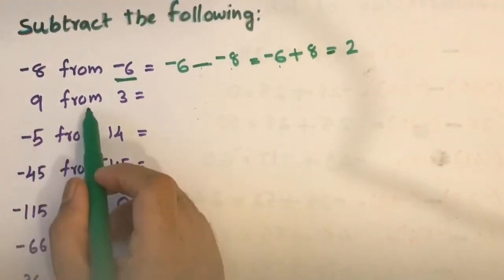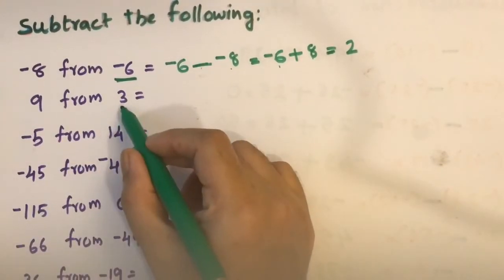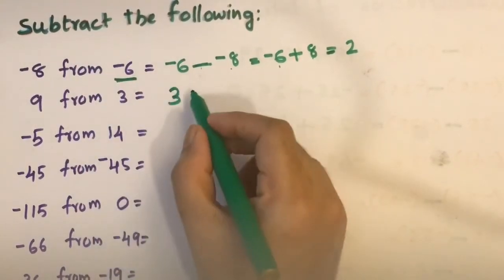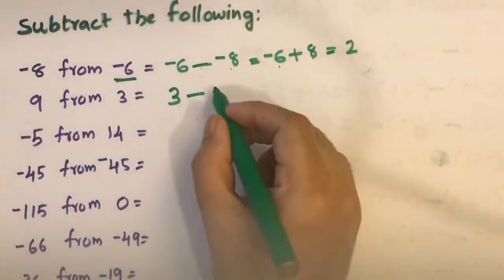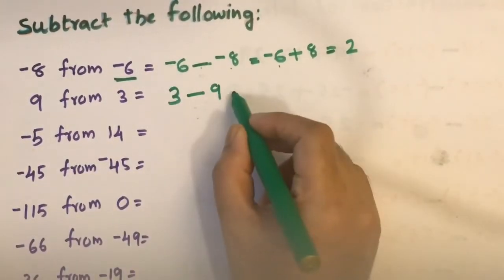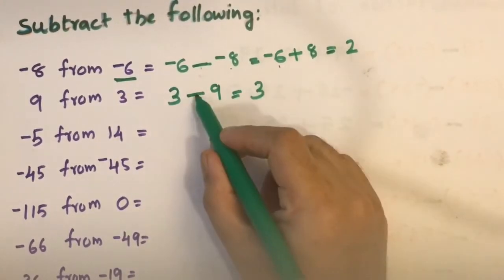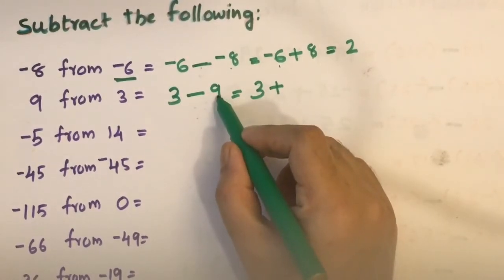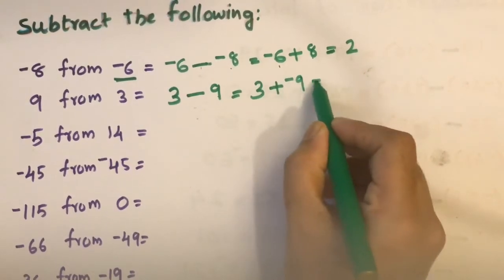Here, subtract 9 from 3. So write the number after the "from" first. Then the operation is subtraction. Then we need to subtract 9 from it. Now keep the first integer same. Change the operation. Change the sign of the second integer. Here 9 is positive, so change it to negative.